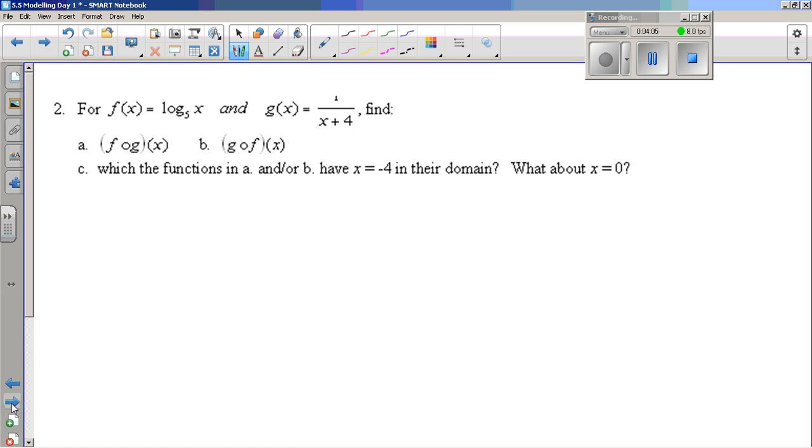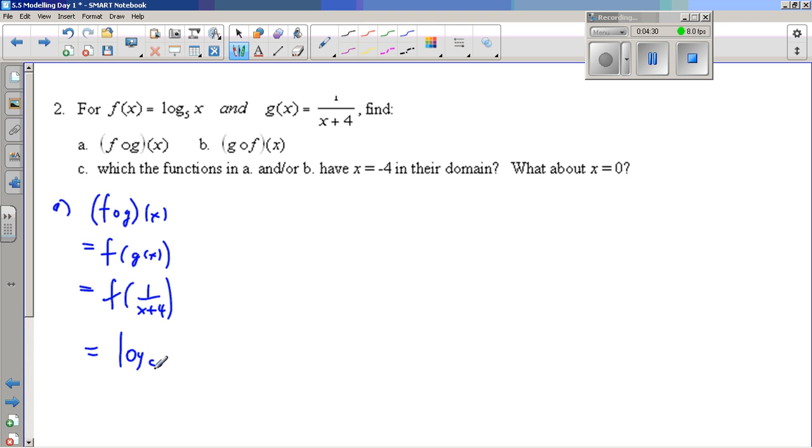All right, number 2. More composition review, except with fancier functions. For A, f composed with g at x. Again, it's the same idea, except I'm left with a function. g at x is this rational function, and then I get this new weird looking function. I took out the x and substituted in what was in there for x, and I get log base 5 of a rational function, which is a bit strange looking, but onwards.